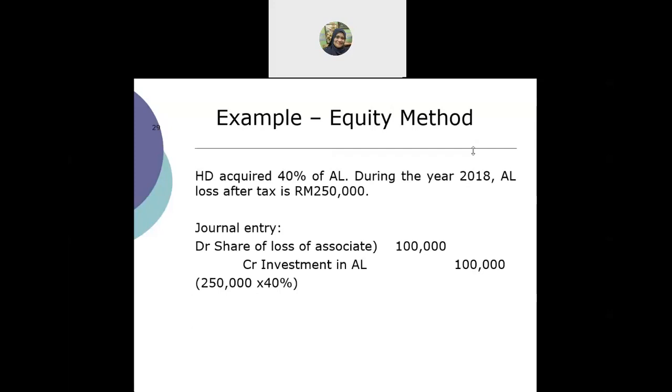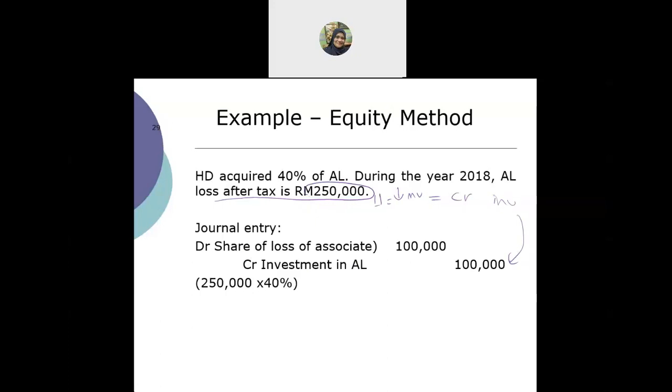Okay, this is another example. Same example, but this time we have a loss. I just want you to look at how we are going to prepare the journal entries. Assuming that we have a loss after tax of 250. So the loss after tax here is going to reduce the investment. A loss reducing the investment means that you need to credit your investment. So credit investment of 100 here, and then debit share of loss of associates.